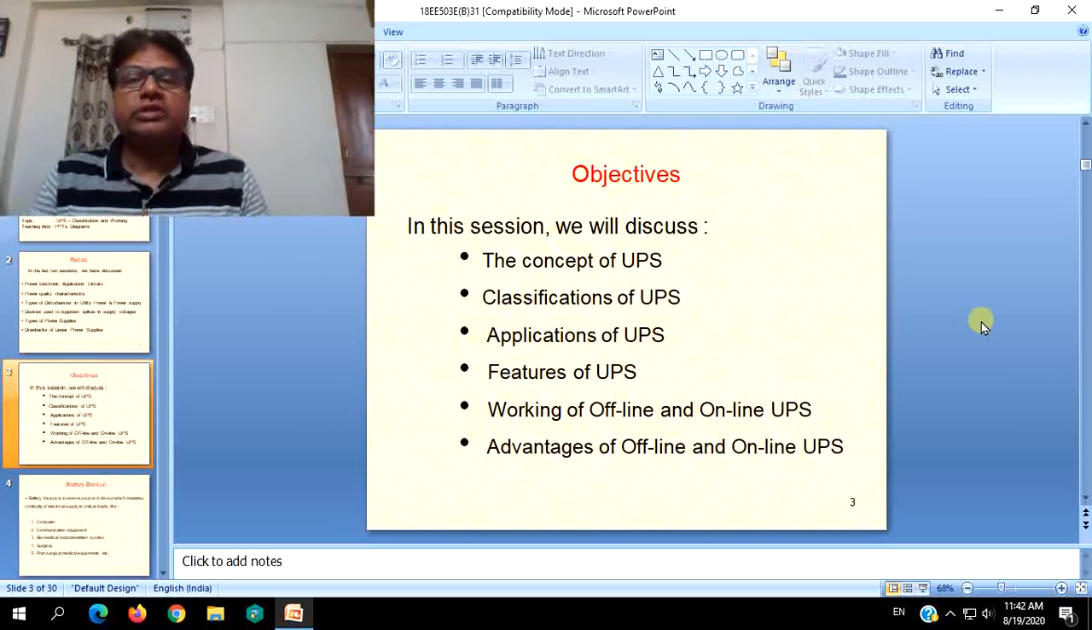So in this session the objectives are: what is a UPS, its classification, applications, features, and working of different types of UPS, that is offline and online, their advantages, that is a particular comparison between them, distinguishing between them.